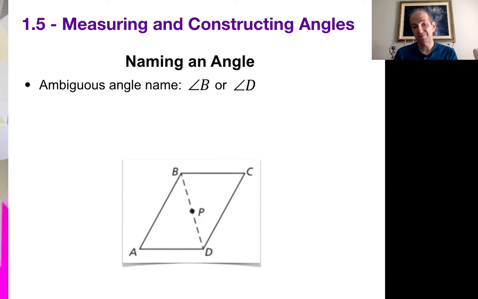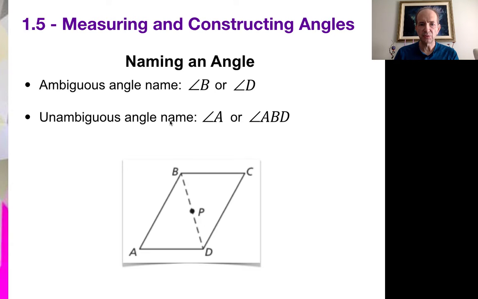Now let's take this figure. Here we have a quadrilateral, it's a four-sided figure, and we've got all these vertices named here. The problem here is if I say angle B, it's not clear whether I'm talking about this angle from this side, BC, down to BP, or I'm talking about BP over to BA, or I could be talking about this whole angle from BC all the way over to BA. So that's kind of ambiguous, and the same thing with D down here.